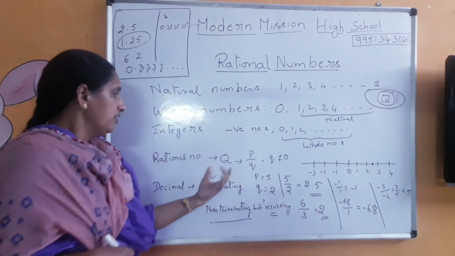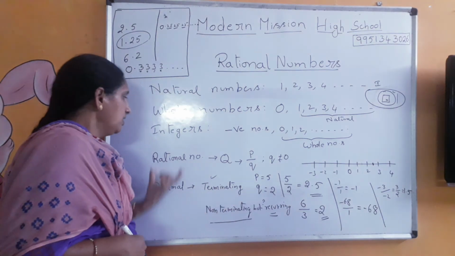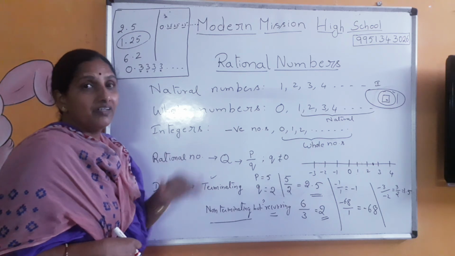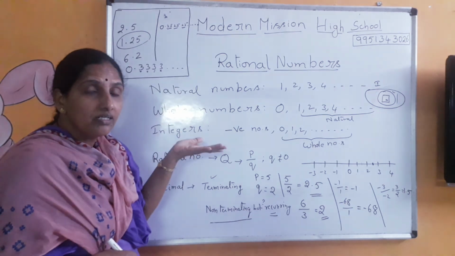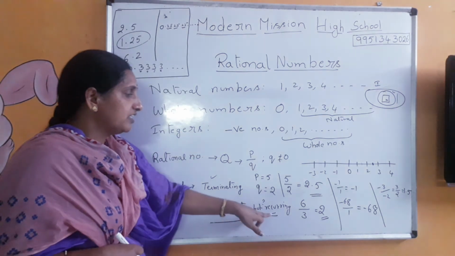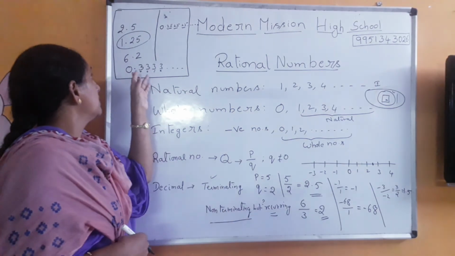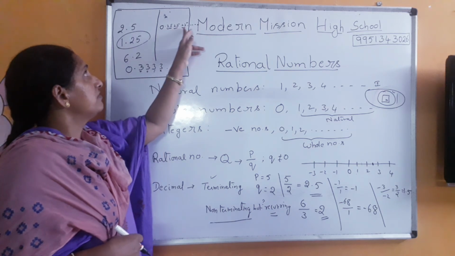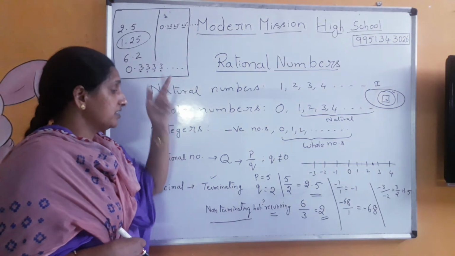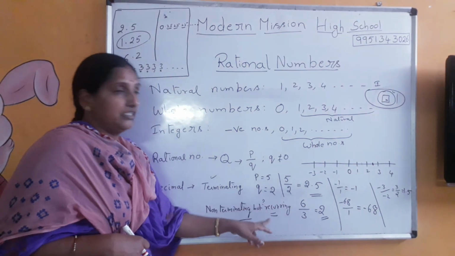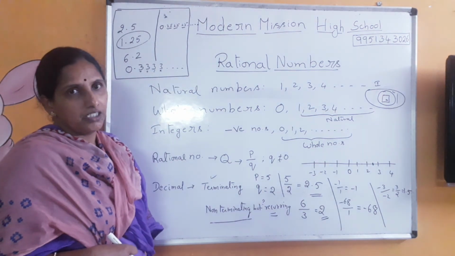So in decimal form, if the decimal number is terminating, then the number is a rational number. If it is not terminating, like this or like this, what to check? Check whether it is recurring or not, meaning a repeating type or not. See here 3 is repeated, here 2, 5 is repeated. So these two, which satisfy this recurring condition, are rational numbers.